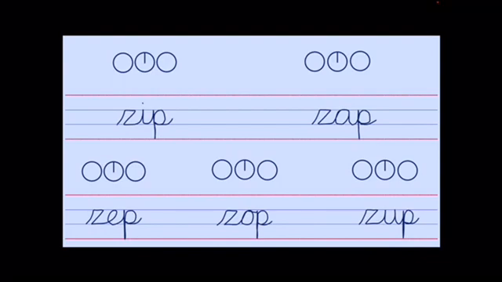Now that we've had fun using all of the vowels, let's move on using some real words. Our first word here is zig. Z, I, G. Z is Z, I is I, G is G.